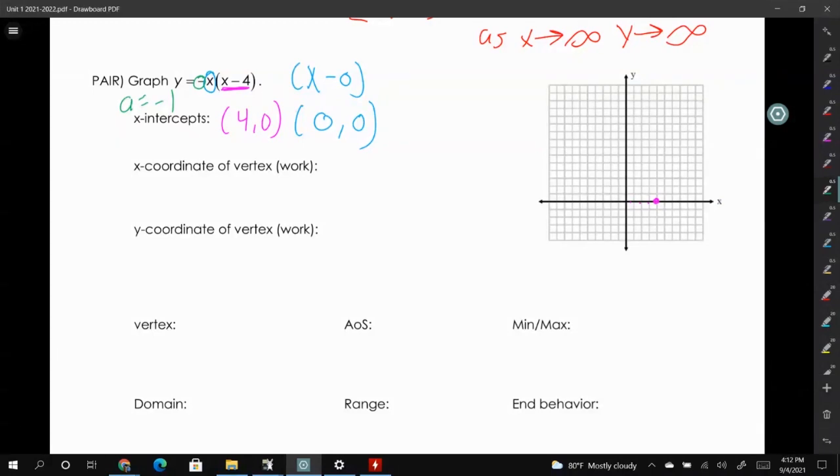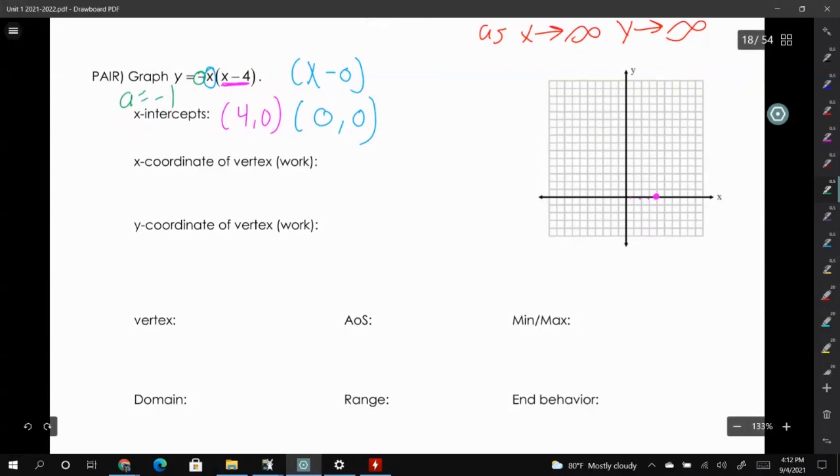Okay, so now that I have given you the x-intercepts, pause the video, try this problem, and then we'll talk about it once you're done, and you can check your work.